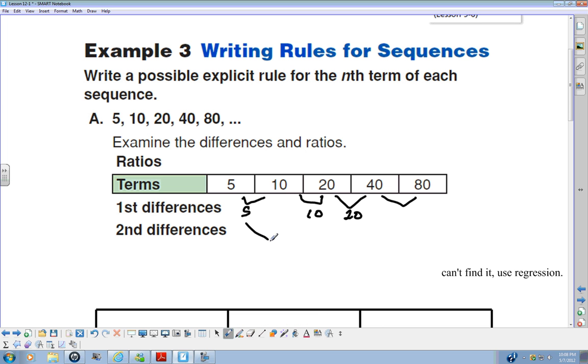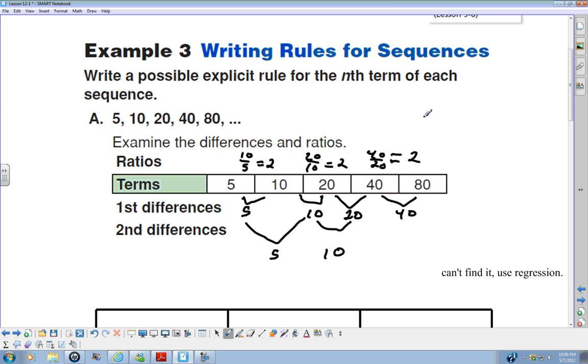If we calculate the second difference with these numbers, 10 minus 5 is 5. That's 20 here. And 20 minus 10 is 10. So it's definitely not second difference either. So I'm going to check the ratios then. If we do 10 divided by 5, we get 2. If we do 20 divided by 10, we get 2. 40 divided by 20 is also 2. So this is a constant ratio, which means it's exponential.